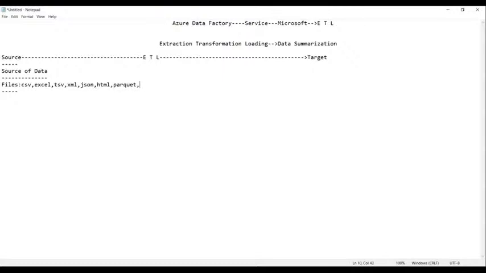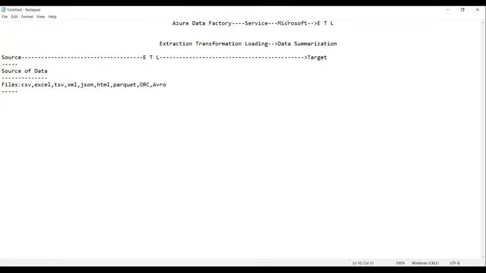Parquet files, and then you have ORC files. ORC stands for Optimized Row Columnar. Then we have the DAT file, and the Avro file.